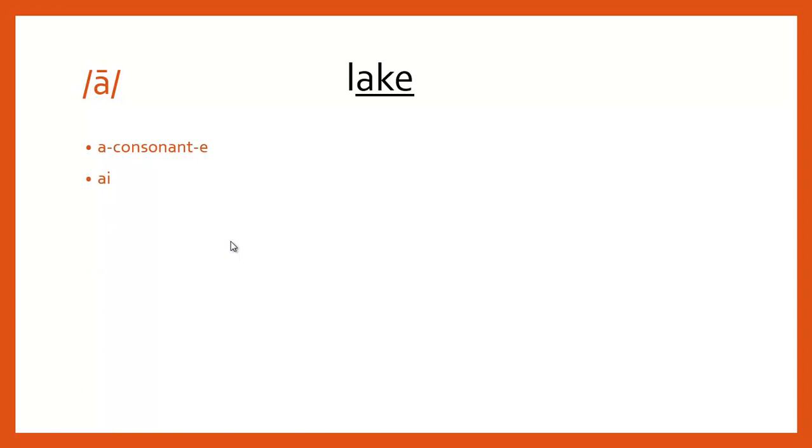Another way to spell the long A sound in some words is AI. So for instance, in the word main, the AI combination is what gives us that long vowel sound of A. And the third way is the AY. For instance, in a word like say, that AY gives us the long vowel sound.